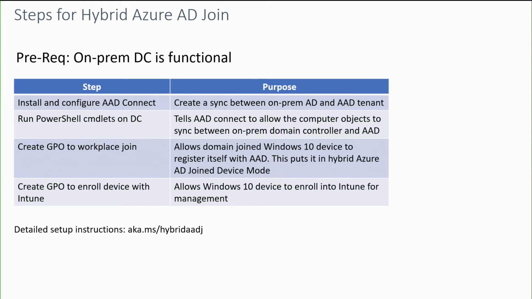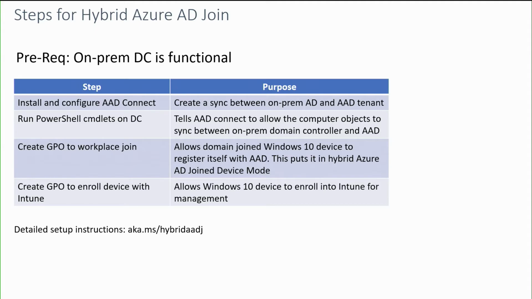The first is you would install and configure AD Connect. What this does is it creates a sync and syncs identities between on-prem AD and your Azure Active Directory. Then you would run a PowerShell commandlet on your domain controller, which is your on-premise AD. What this does is tell AD Connect to allow the computer objects to sync between the on-premise domain controller and Active Directory. The next step is you would run two GPOs.